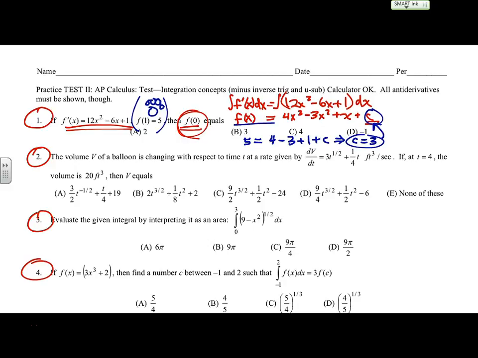Now do we have a full equation for f? And all we need to do to finish the problem, let's go back. What's our goal? Plug in 0. So f of 0 is going to end up equaling 0 minus 0 plus 3. What's my final answer? B.